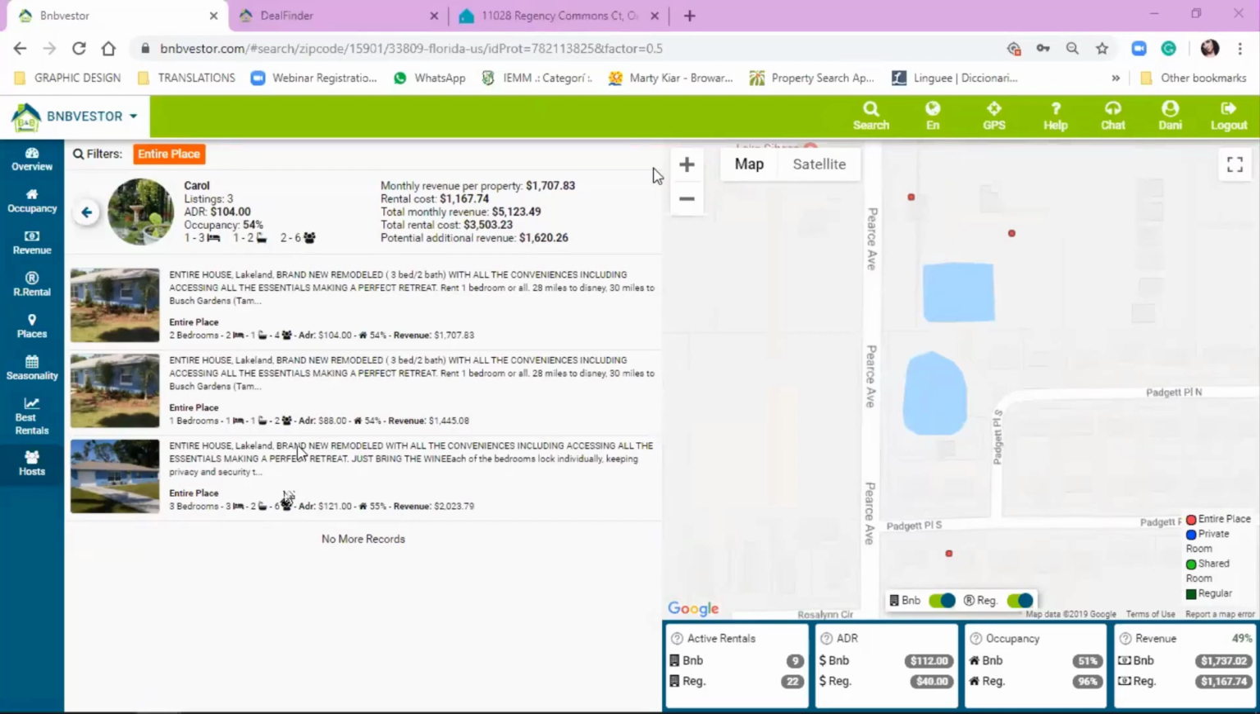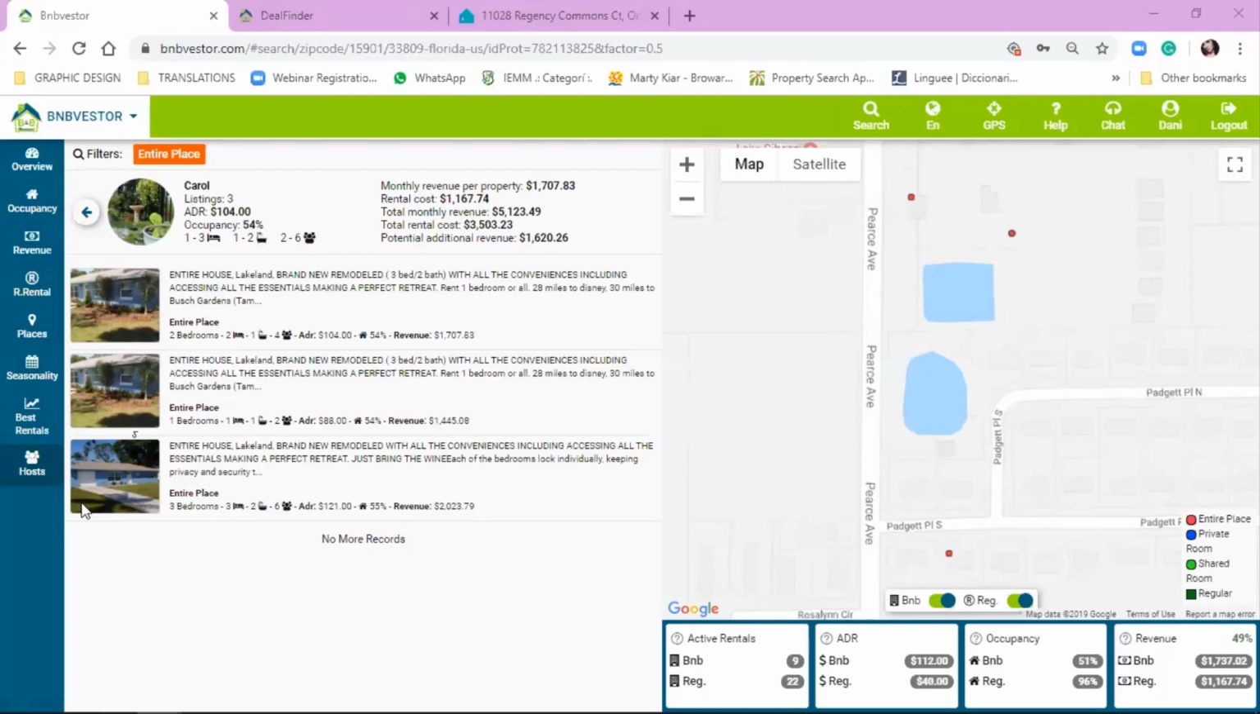Okay, then it gives us a monthly revenue per property of 1,700 and rental costs per property of 1,167. And remember, these are averages, okay? It's not the actual, let's say, 1,167 times 3. No, it's the average of all 3 properties. It has a total monthly revenue of 5,123, a total rental cost of 3,503, and a potential additional revenue of 1,620.